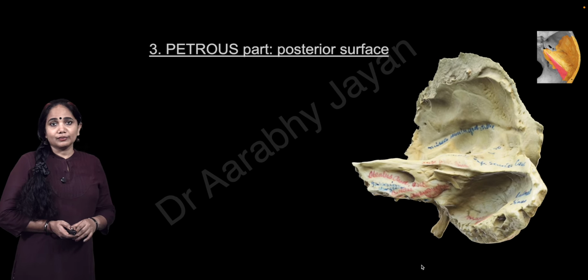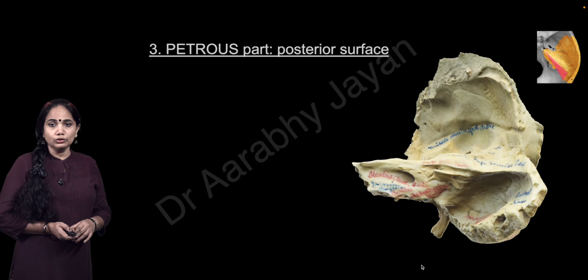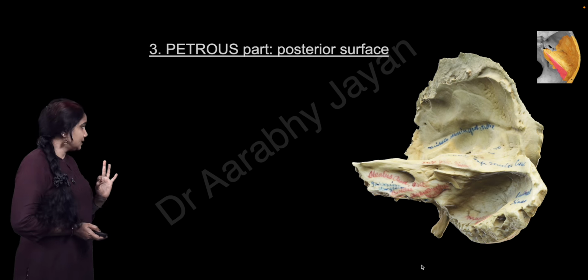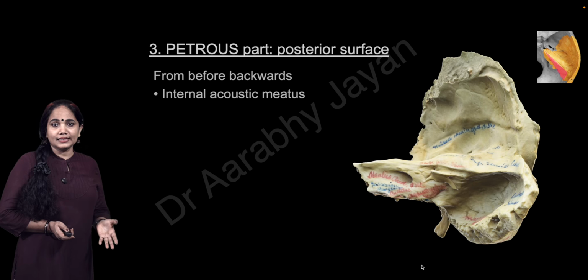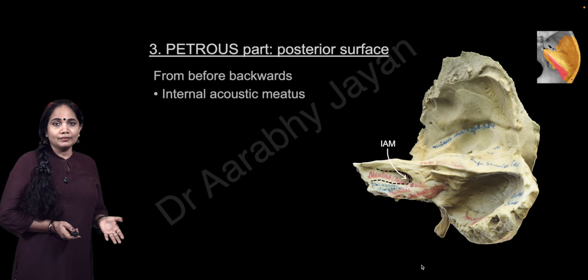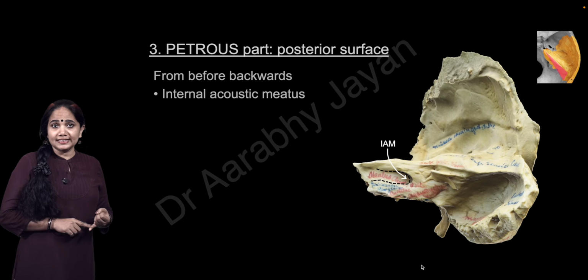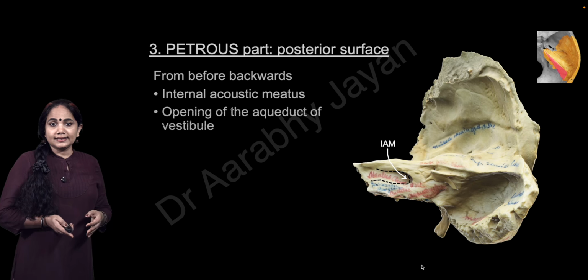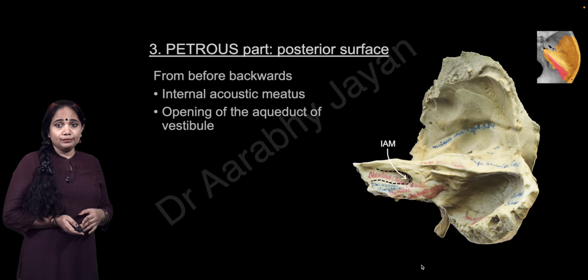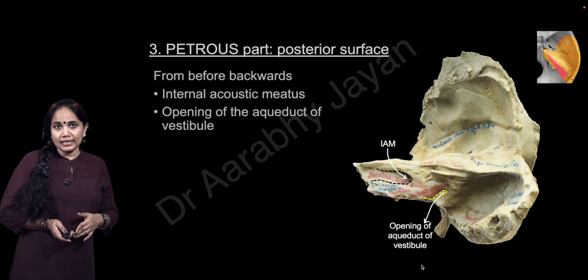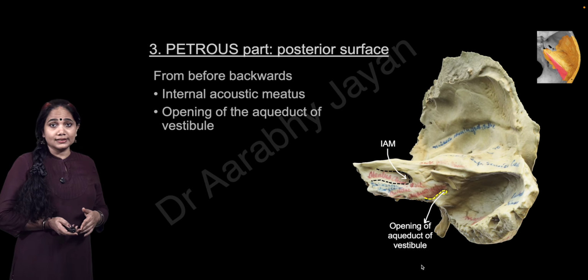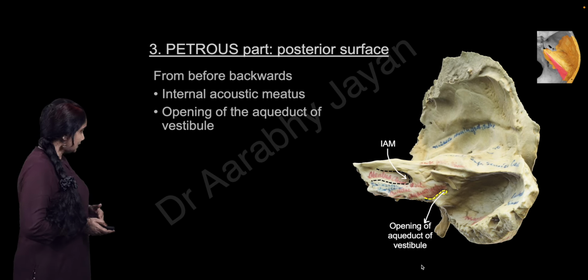Let's look at the features of the posterior part of the petrous temporal bone. There are three important features in this surface. The most important one obviously is the internal acoustic meatus. We'll mark it here. It gives passage to the cranial nerve 7, the cranial nerve 8, and the labyrinthine vessels. The next thing is the opening of the aqueduct of the vestibule, which is a small opening that you can see there, covered by a plate of bone. It lodges the saccule and the ductus endolymphaticus filled with endolymph. So that is the opening of the aqueduct of the vestibule.